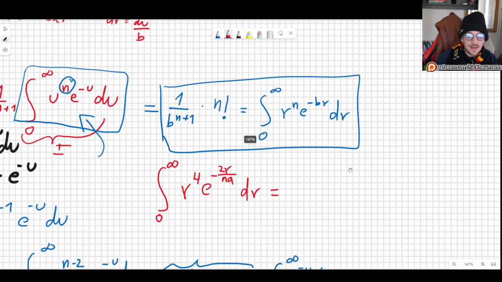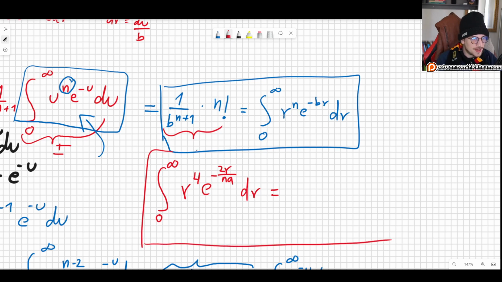So we could just do integration by parts 4 times, which would be annoying, or we can remember this, right? We can keep in mind that we know the formula. So what is b? b in this case is 2 over na, but we have 1 over b. So that means that this is going to be na over 2 to the power of n plus 1. What is n here? So this is now to the power 5. And then we still have to multiply by n factorial. So this is times 5 factorial.